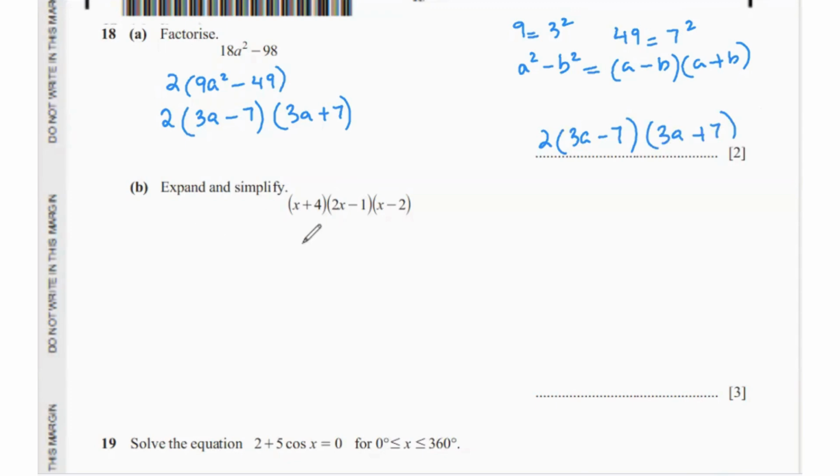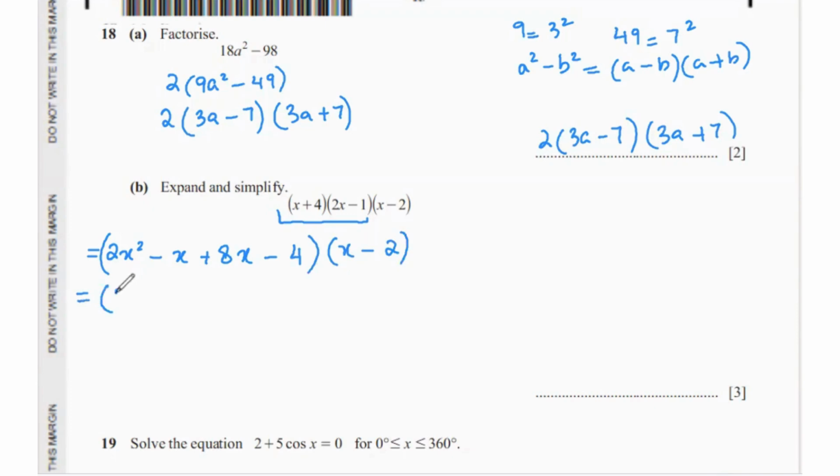Then it says expand and simplify. So we have a triple bracket, so we need to expand this. Start with expanding the first 2 brackets and then multiply the result by the third bracket. So x times 2x is 2x squared. x times negative 1 is negative x. Positive 4 times 2x is 8x. Positive 4 times negative 1 is negative 4. So this gets multiplied by x minus 2.